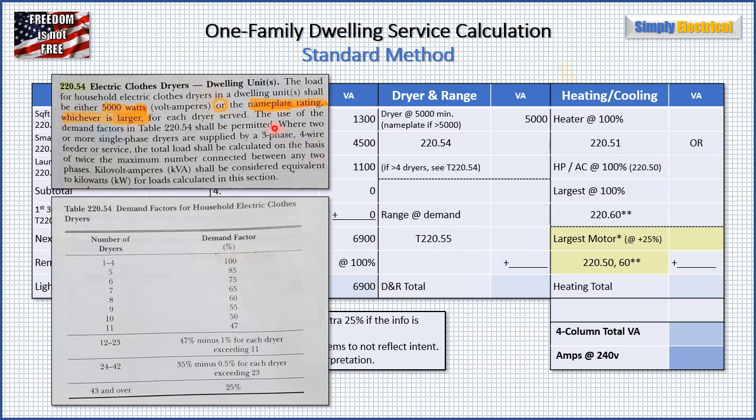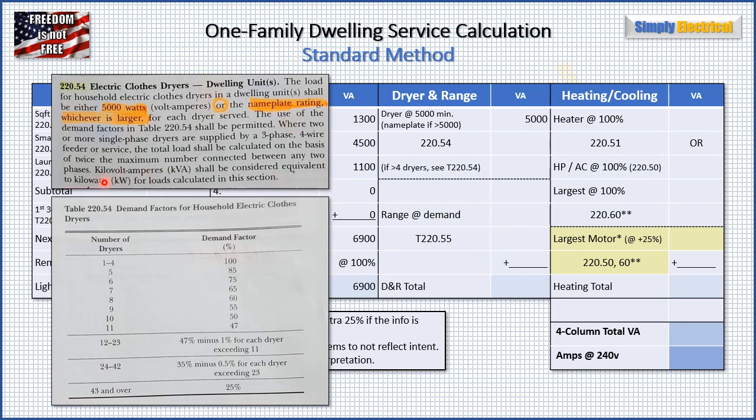Next sentence here says where 2 or more single-phase dryers are supplied by a 3-phase, 4-wire feeder or service, the total load shall be calculated on the basis of twice the maximum number connected between any 2 phases. I am not going to spend any time on this because that is almost only for multifamily. 3-phase service to a residence is extremely rare, so I'm not even going to deal with that here. I do go over this though on my multifamily calculation, so please feel free to check that out in another video.